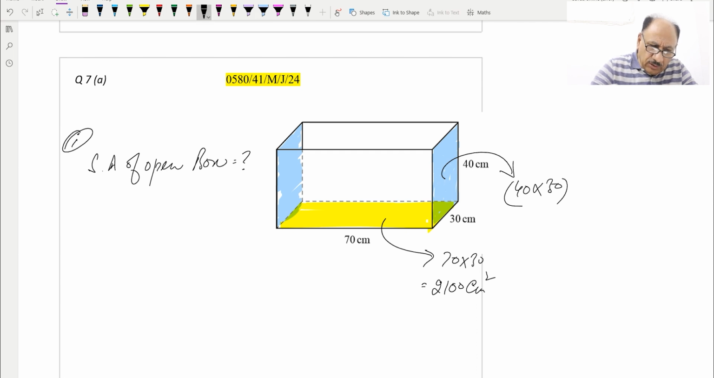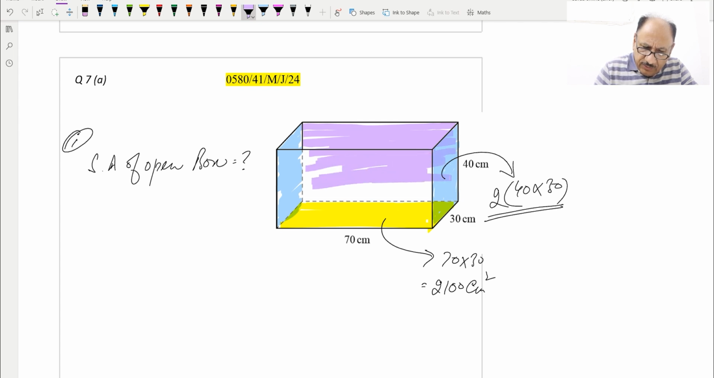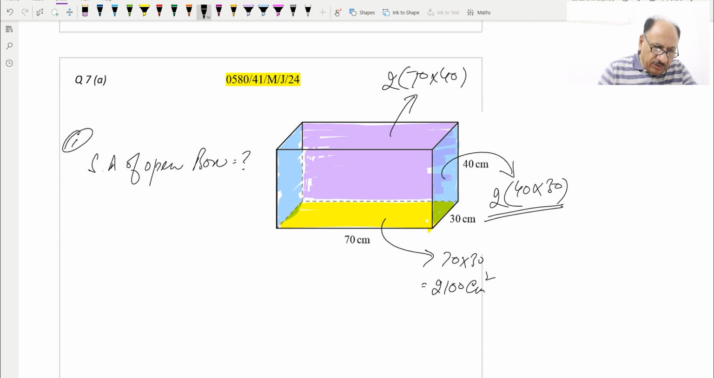So we multiply this by 2 because these are two sides. And the last one is the back side, and this is also two sides, front and the opposite side. This will be 70 and 40, so 70 into 40, and this will also be two sides. Now we have to add all these things.